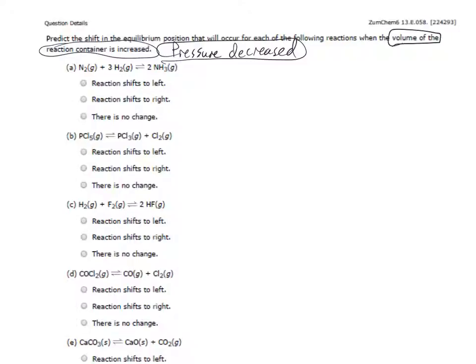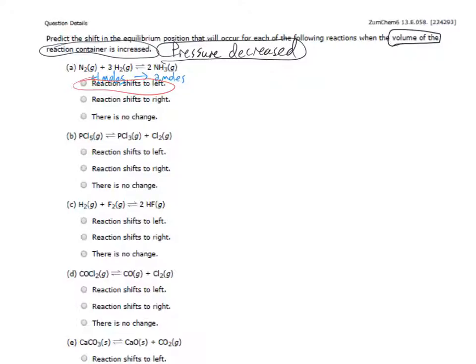We're just going to count the number of moles of gas. So 4 moles of gas on the left side of the equation, and on the right side of the equation, 2 moles of gas. If pressure is decreased due to the volume of the container being increased, then we'll see a shift to the side with more moles of gas. And in this case, that would be a shift to the left, to the side with 4 moles of gas.